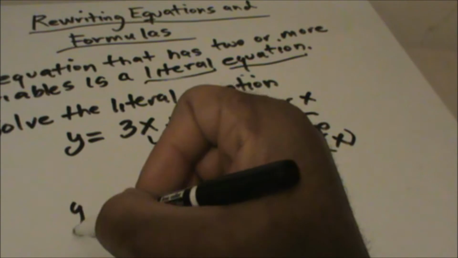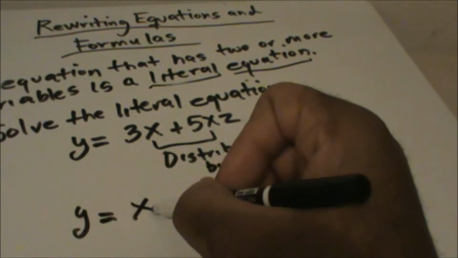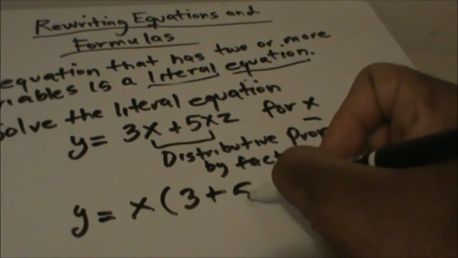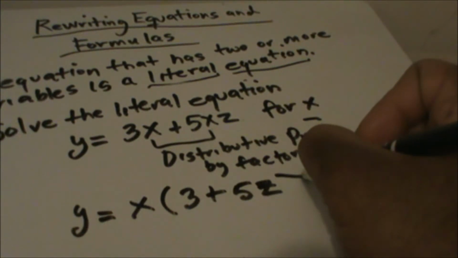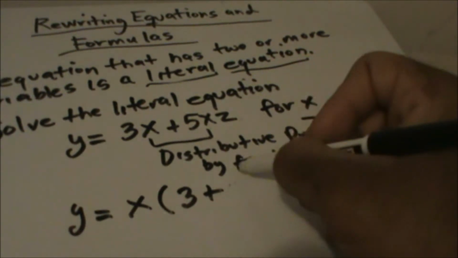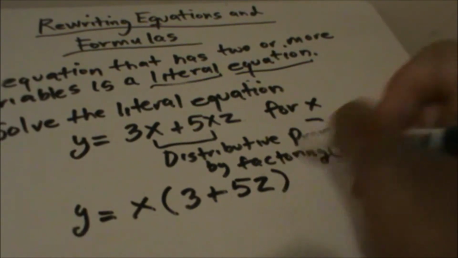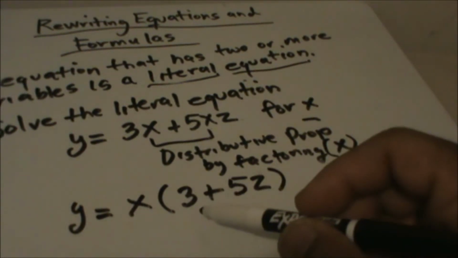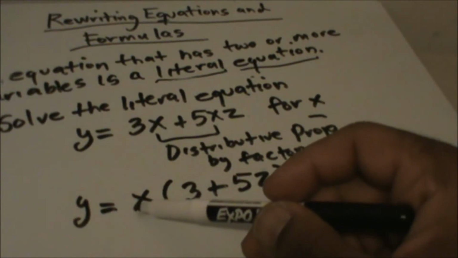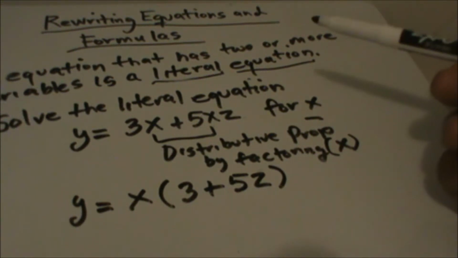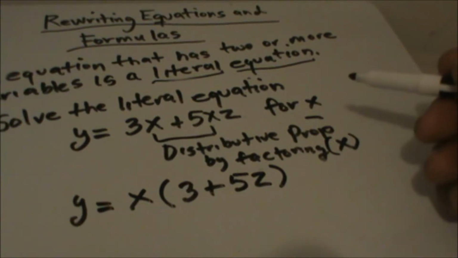So I'm going to rewrite it. y equals x times the quantity 3 plus 5z in parentheses. See, this is what we did. We factored out the x. So if we multiply x to each term, we'll get the original terms that we started with. So we're on the right track.